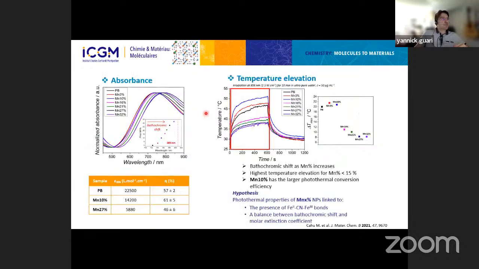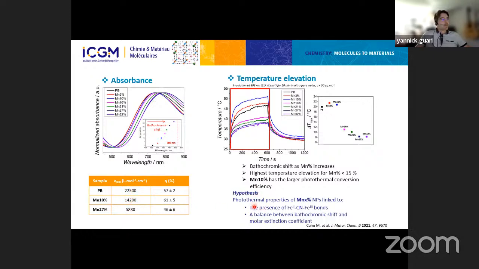Now, here we are checking the influence of the presence of manganese in the structure on the photothermal properties of the Prussian blue. You can see that we have a clear bathochromic shift when adding manganese in the structure. This should favor the photothermal properties, as the absorption maximum is coming closer to the wavelength of the laser used for the irradiation in the near-infrared region at 808 nanometers. However, increasing the amount of manganese to a certain point decreases the molar extinction coefficient.